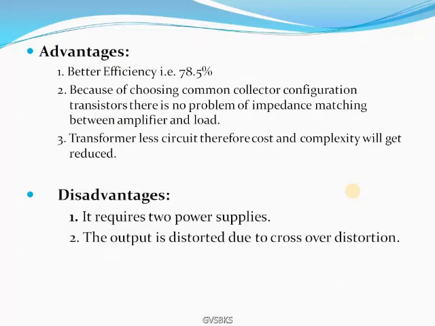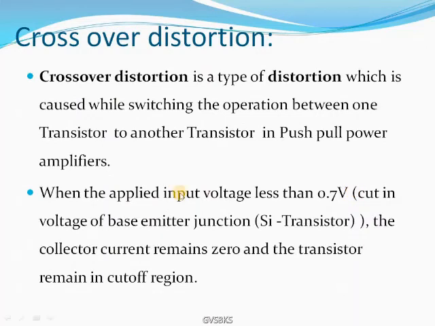The complementary symmetry push-pull amplifier has some disadvantages. Those are, it requires two power supplies, one is plus VCC, another one is minus VCC. And one more disadvantage is that the output is distorted due to crossover distortion. This crossover distortion we will discuss in the next topic. The derivation for efficiency is the same as the class B push-pull amplifier. Next topic is crossover distortion.